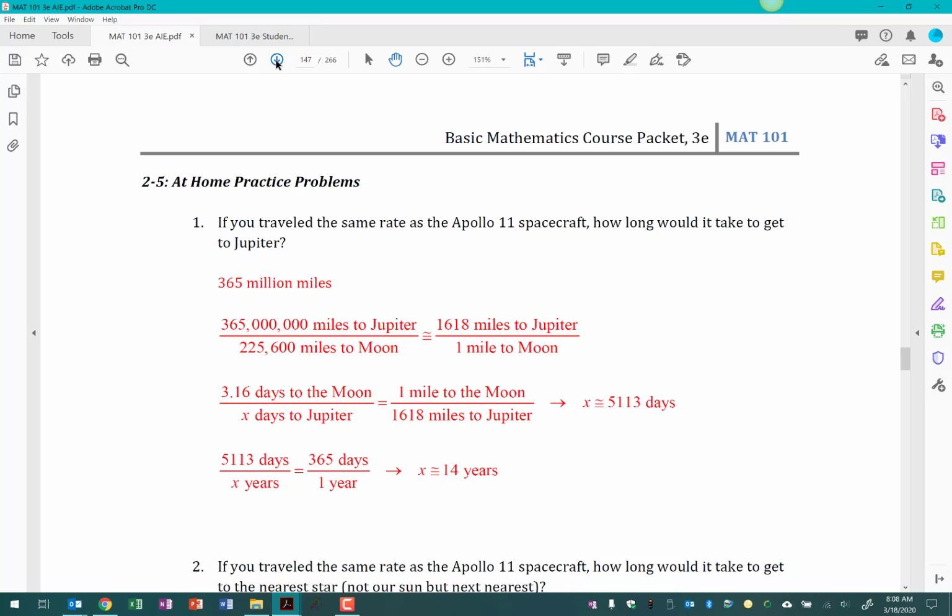From there, you've got some at-home practice problems. Answers are in the back of the book to practice with. The cooperative group problems that you have, you can work on those and answer in Moodle, and Moodle will tell you if you're right or you're wrong.